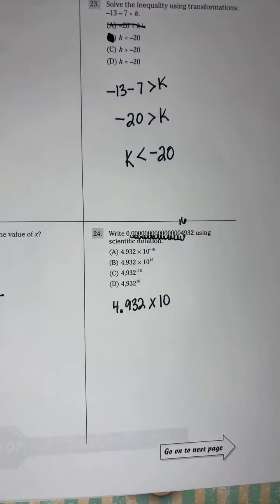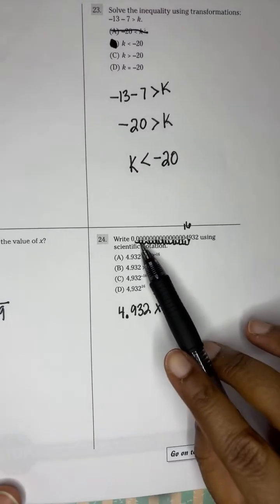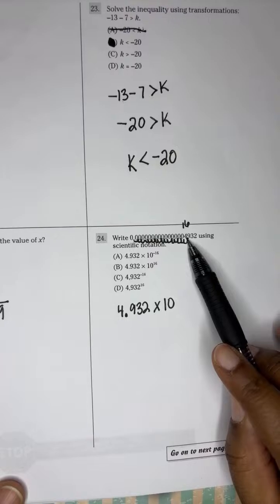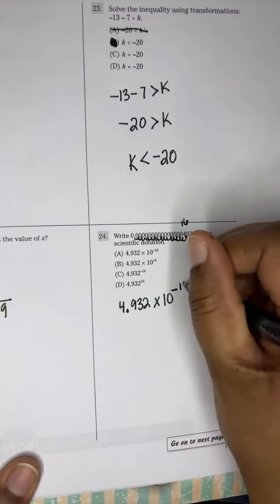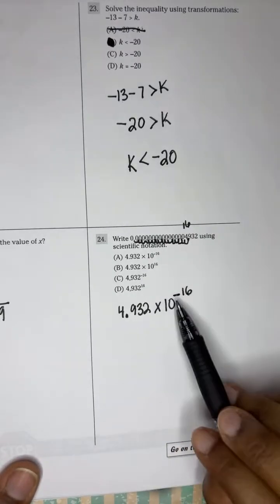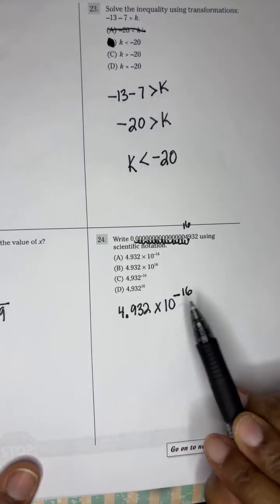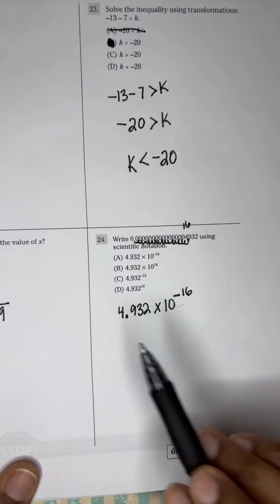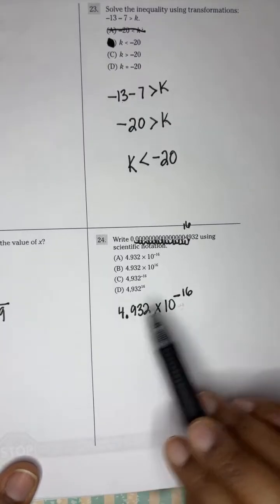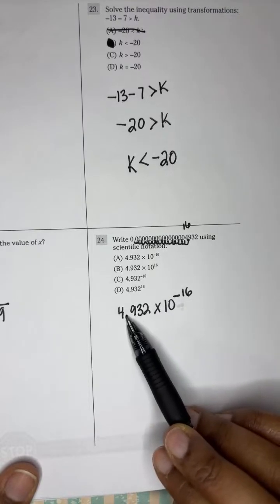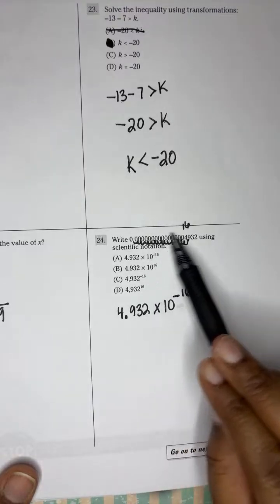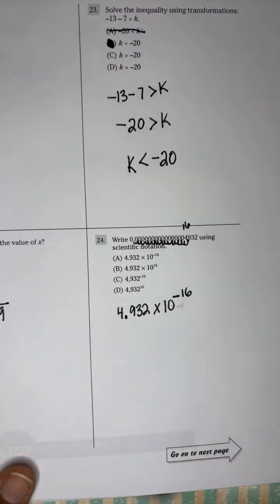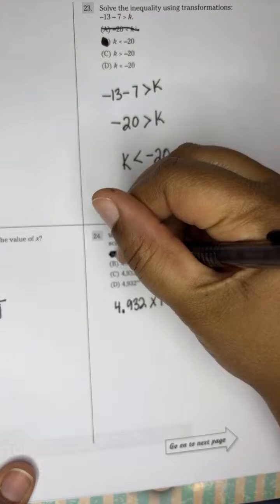Now, this is the tricky part. Okay. When you have the zeros in front, right? You have to have a negative 16. When the zeros are in front, you have a negative exponent. Because what this is saying is, really, when I undo this, like if I go backwards, then I'm going to the left 16 spaces. And that's how we get all these zeros in front. So A is our answer.